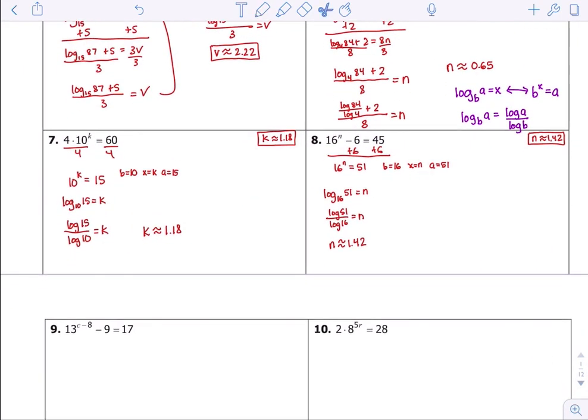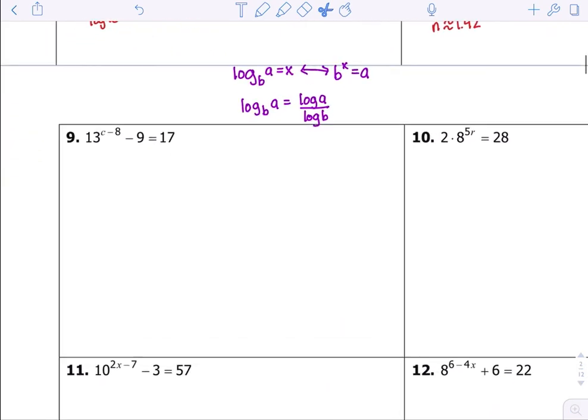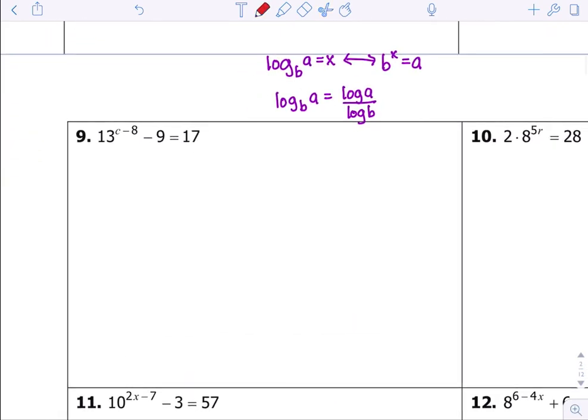Okay, number 9. So, gotta get into exponential form. So we're gonna add 9 to both sides. 13^(c-8) is equal to 26. So this is in exponential form.